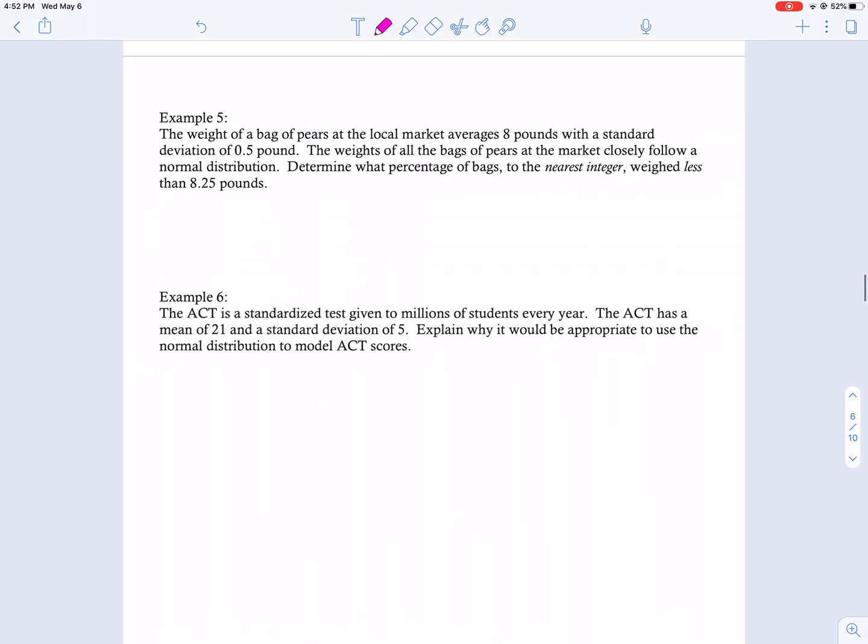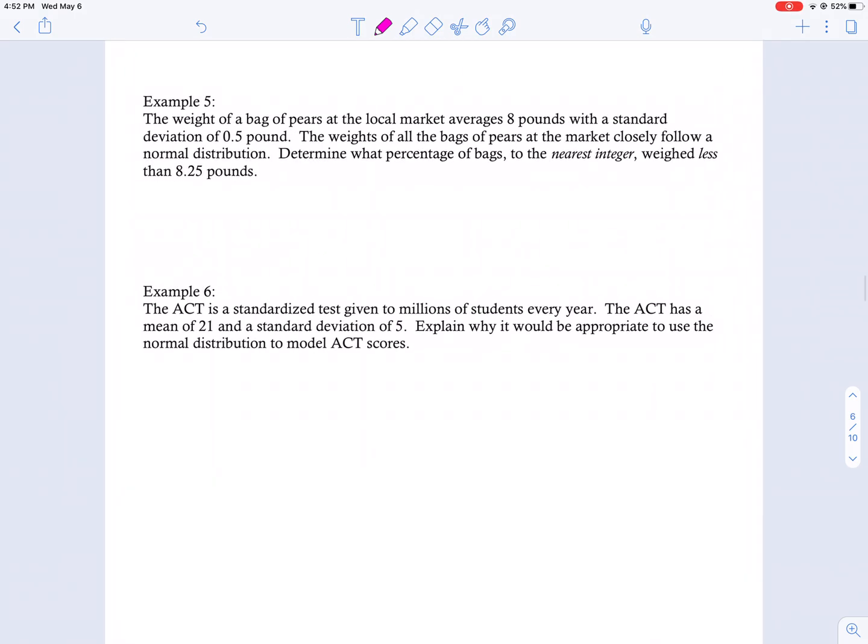Okay, so let's try these 5 and 6. In number 5, the weight of a bag of pears at a local market averages about 8 pounds. So there's your mean. Okay, I'm going to just mark that as your mean. And they tell you the standard deviation is 0.5 pound. The weights of all the bags of pears at the market closely follows a normal distribution. Super important, they're telling you that. Determine what percentage of bags to the nearest integer. So now we're talking a whole number.